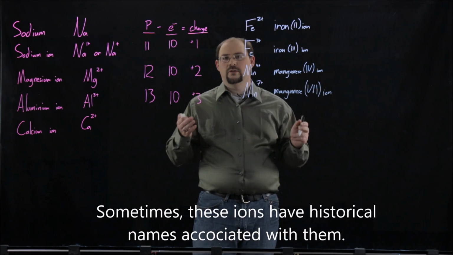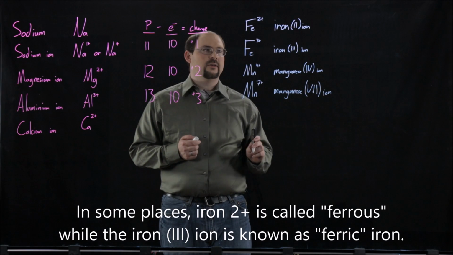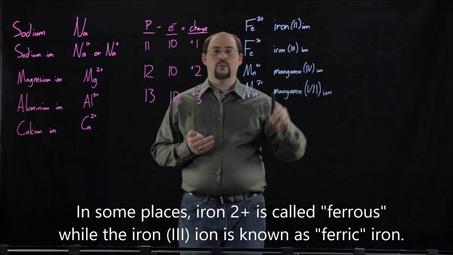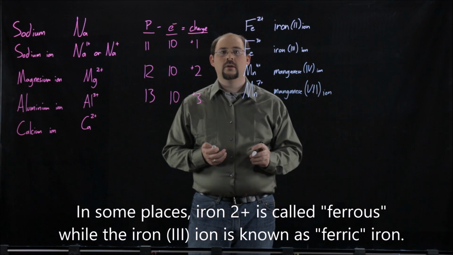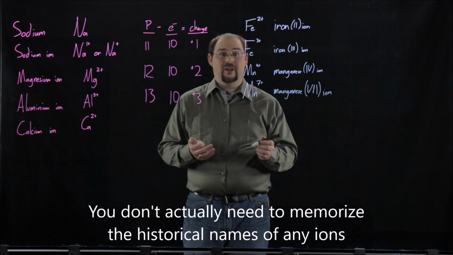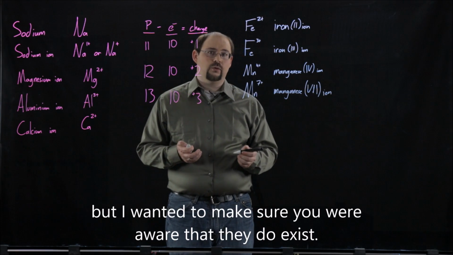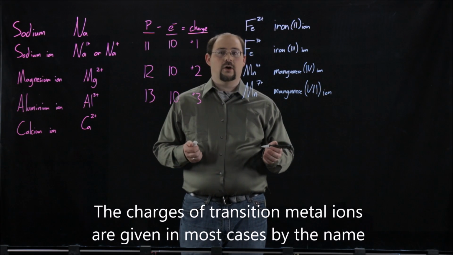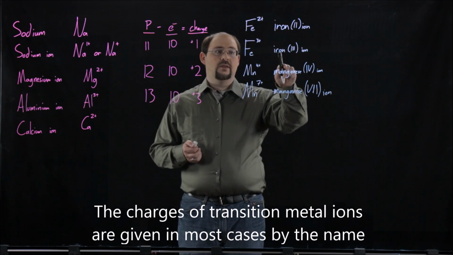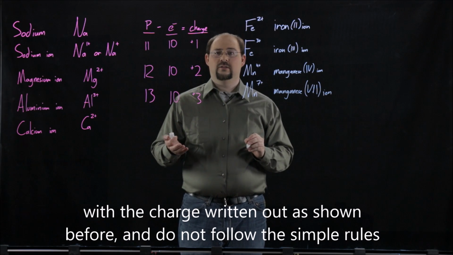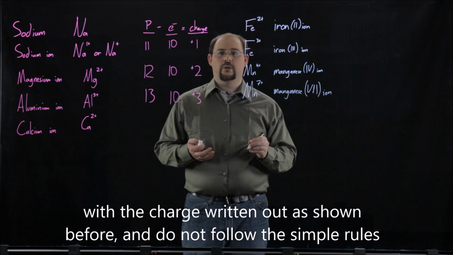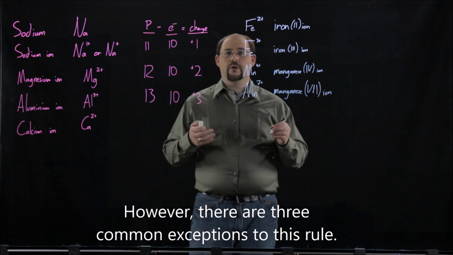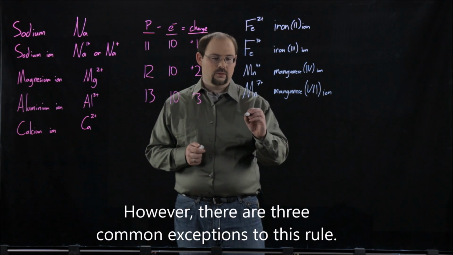Sometimes these ions have historical names associated with them. In some places, iron 2+ is called ferrous, while the iron 3 ion is known as ferric iron. You don't actually need to memorize the historical names of any ions, but I wanted to make sure you were aware they do exist. The charges of transition metal ions are given in most cases by the name with the charge written out as shown before, and do not follow the simple rules like the alkali metals and alkaline earth metal ions. However, there are 3 common exceptions to this rule.